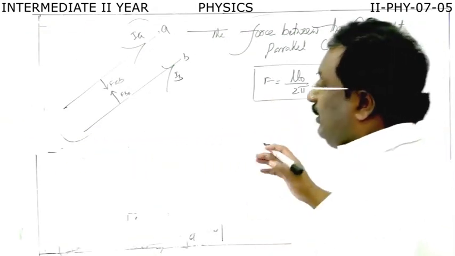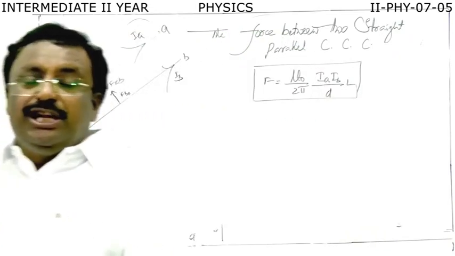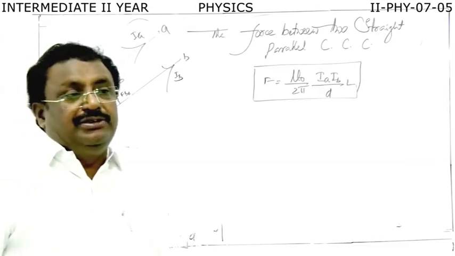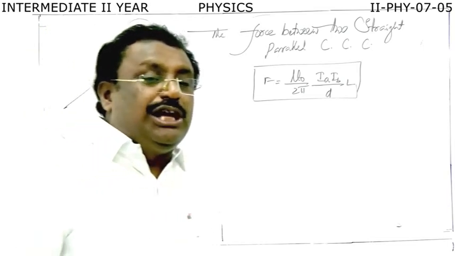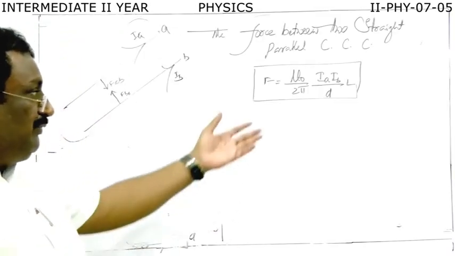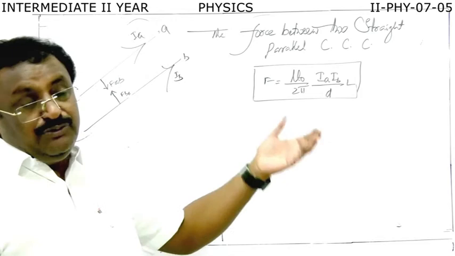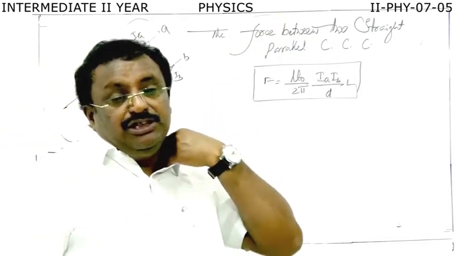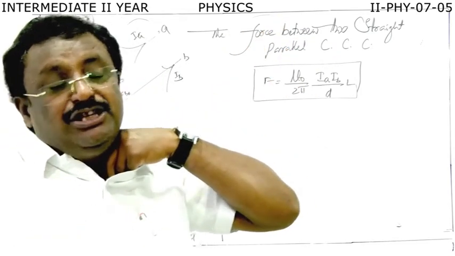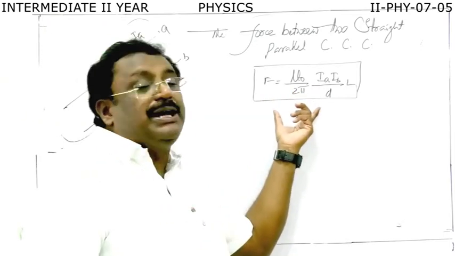So what is this? The force between two straight current carrying conductors. There are two current carrying conductors, both side by side, both parallel to each other. Then the force between them we can write like this, the force between two straight parallel current carrying conductors.